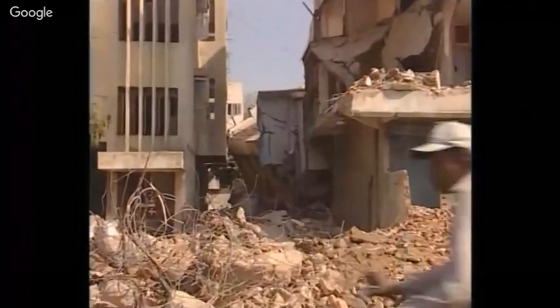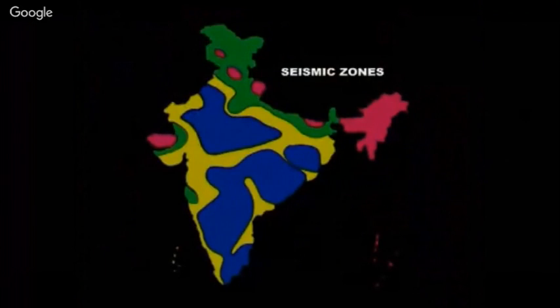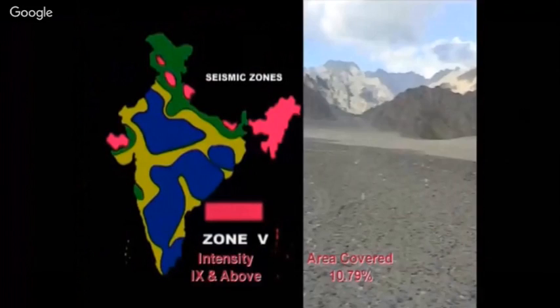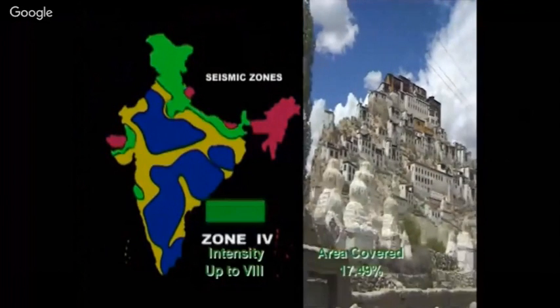India, like several other countries of the world, is prone to earthquakes. On the basis of earthquake risk, India is divided into 4 major seismic zones. The red zone is the most vulnerable to major quake activity, and the green area comes a close second.